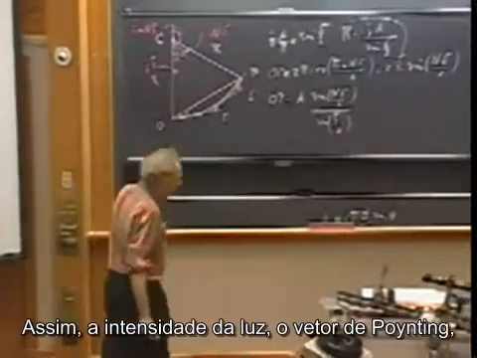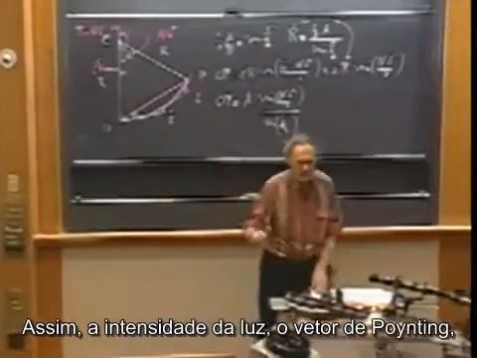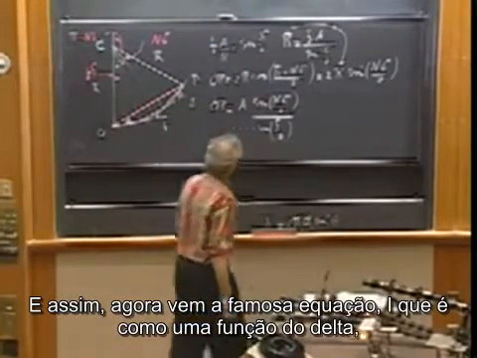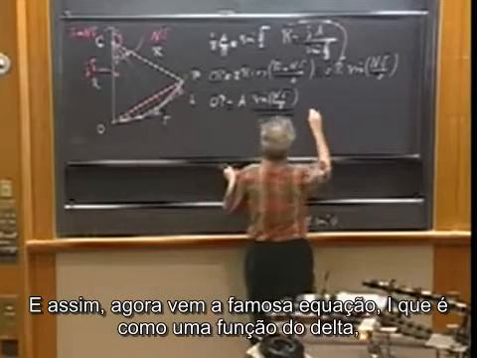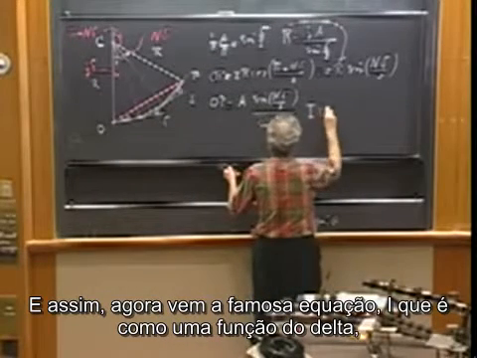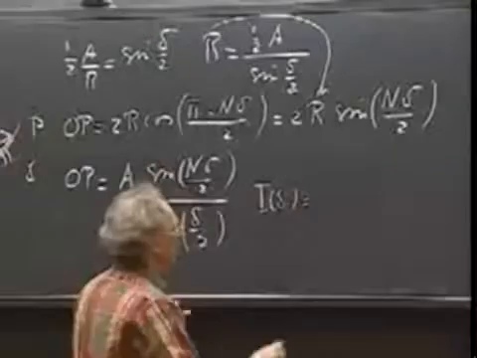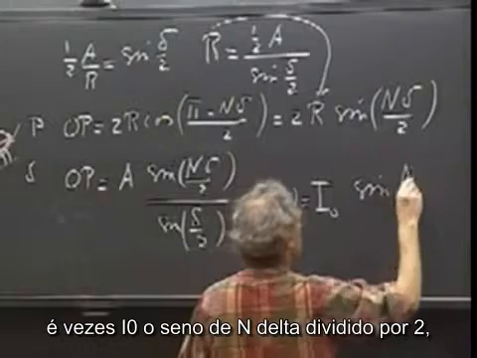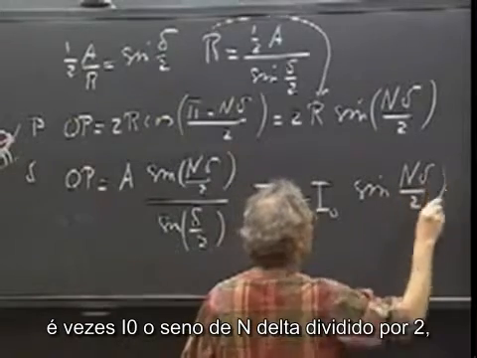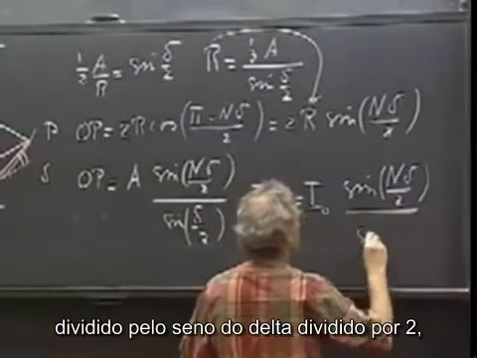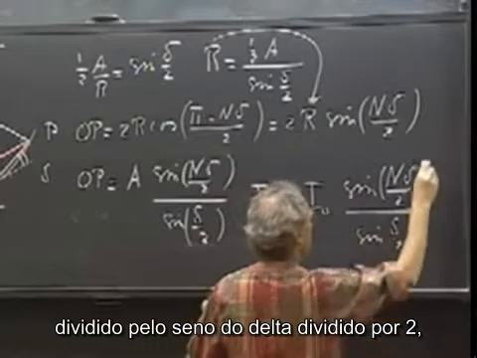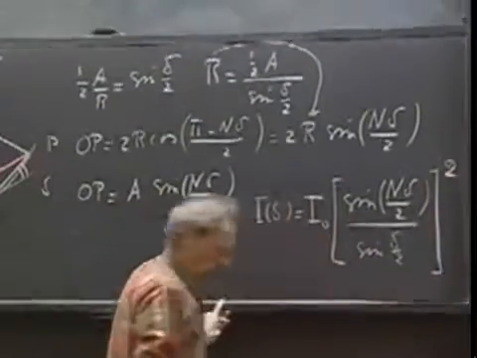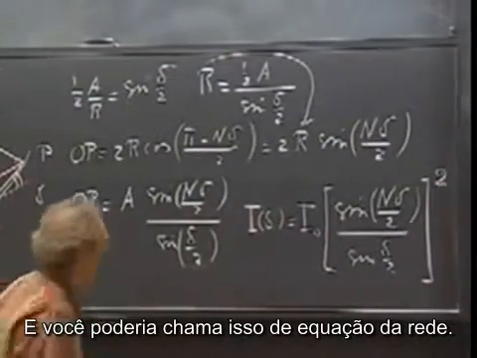So the light intensity, the Poynting vector, obviously goes by the square. And so now comes the very famous equation that I, as a function of delta, is I0 times the sine of n delta divided by 2 divided by the sine of delta divided by 2, and this whole thing squared. And you could call this the grating equation.